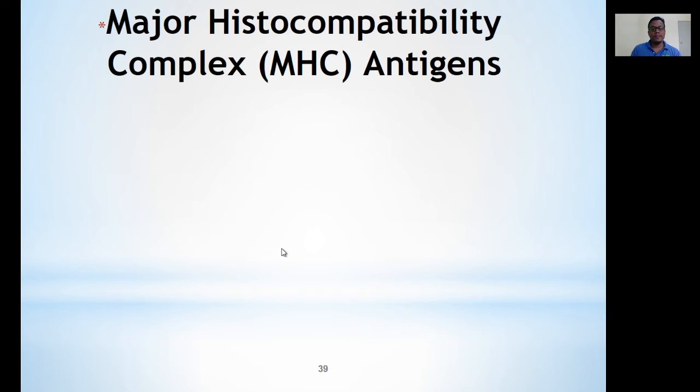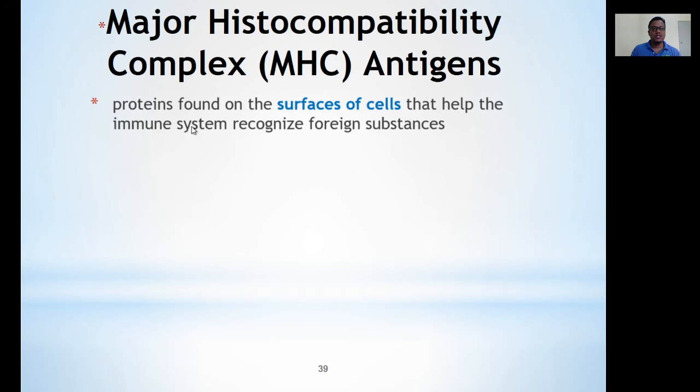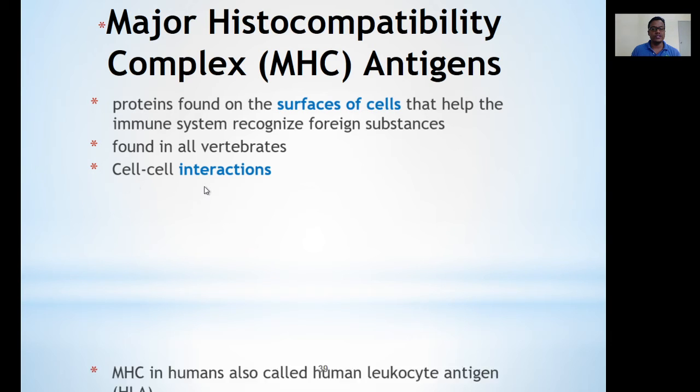So we have two types of antigens in the adaptive immune response. The major histocompatibility complex, the MHC antigens. These are proteins found on the surfaces of cells that help the immune system recognize foreign substances. MHC antigens can be found in all vertebrates. Their main function is in cell-to-cell interactions, for example, between the MHC class 1 with antigen and the T cell receptor. So those are one type of cell-to-cell interactions.